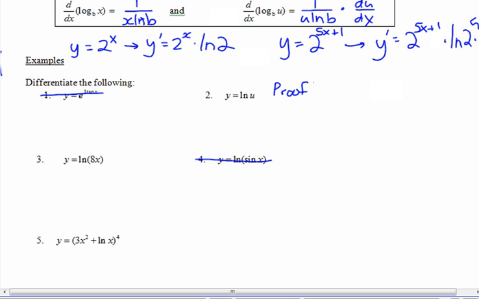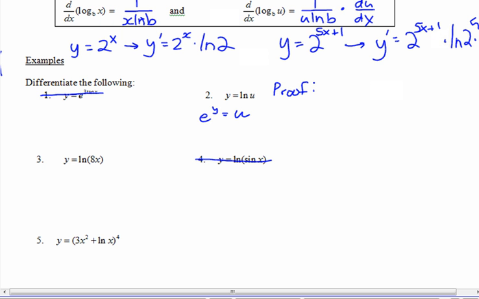Okay, let's rearrange this function. I'm going to show you proof by implicit differentiation. So I want to prove to you that the derivative of this function is going to be 1 over u. That's my goal. So I'm going to write this in exponential form. What's the base here when dealing with a natural log? So e to the power of y equals u. So I'm going to derive this. Okay, the derivative of u would be du dx.